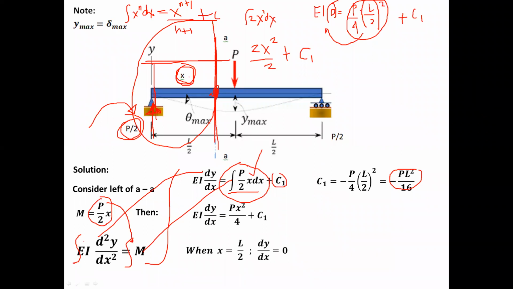Malinaw ba? L square. 2 square is 4. So, 4 times 4 is 16. That's why we have negative PL square all over 16 ang value ng ating c sub 1.